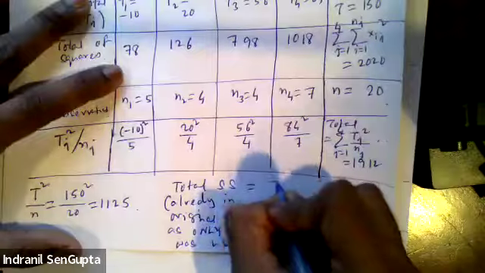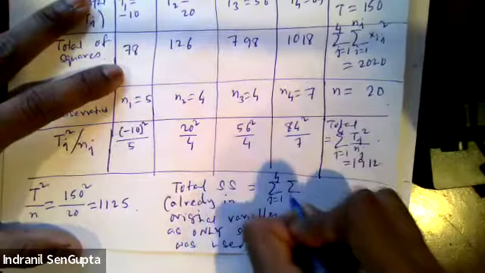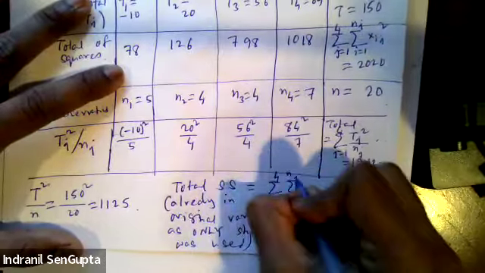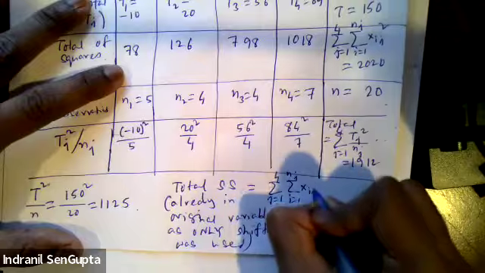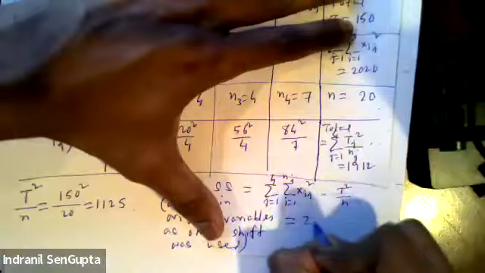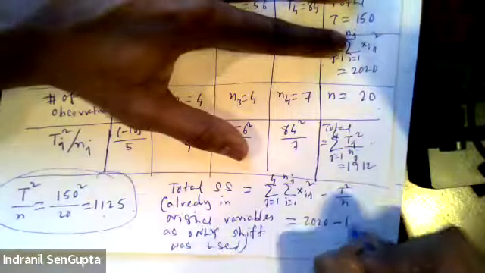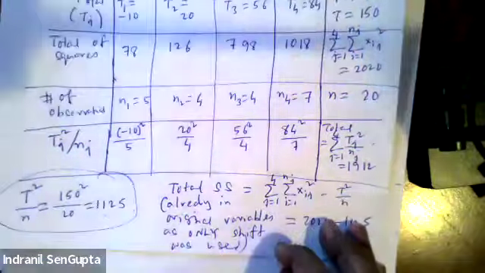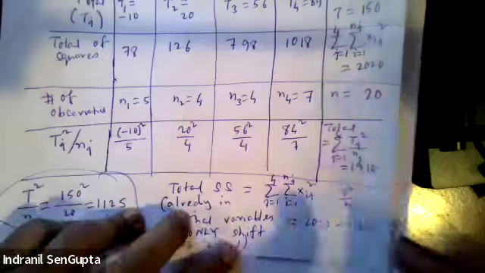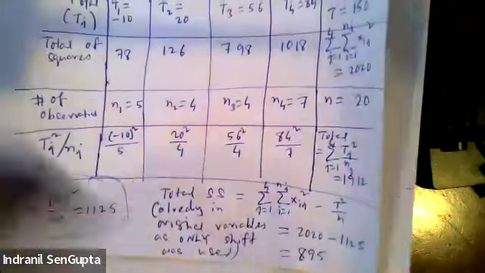So it's going to be the sum over j from 1 to 4, i from 1 to n sub j, xij squared minus t squared over n. Now, all these numbers should have been already computed. It's 2020 minus this number we just computed. It's 1125. So it's 895. That's the first number.